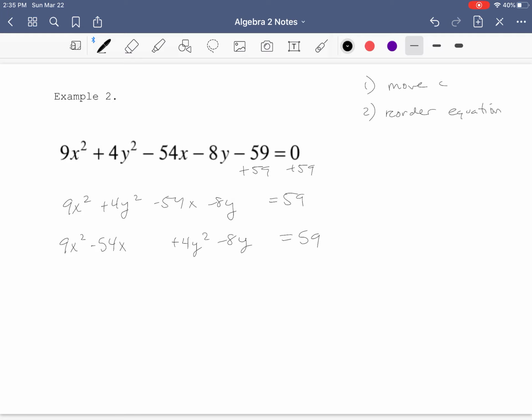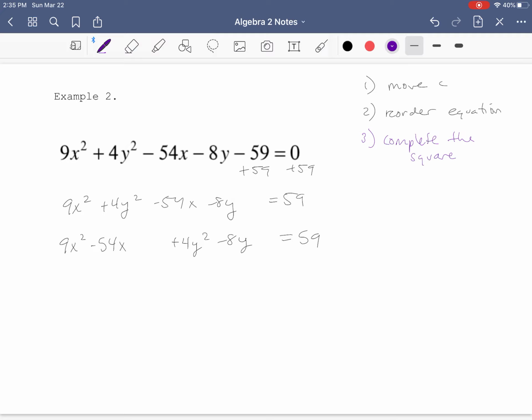So now all my x's are together, and all my y's are together, and that's going to make it easier to work with. Now, the goal is to have something factored at the end. So because I have x squared and x, and I have y squared and y, to make this factorable, I'm going to have to complete the square.